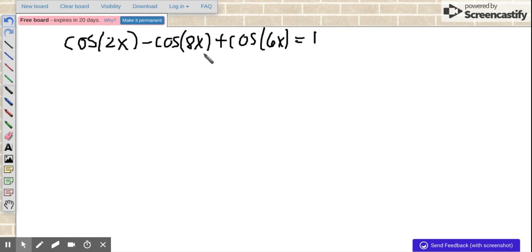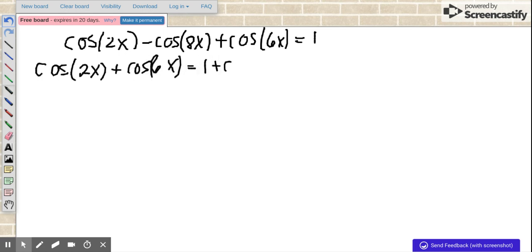So here's the few things I noticed about this. First of all, there's 3 different angles, which is a problem. So we're definitely going to need some identities that allow us to change these angles. The other thing I noticed is that there's a negative here. So since everything's being added or subtracted, I'm just going to change this one and put it on the other side so that I have addition everywhere. There's probably other ways of doing this, but I know this method works, so let's just do it. So we're going to get cos of 2x plus cos of 6x is equal to 1 plus cos of 8x.